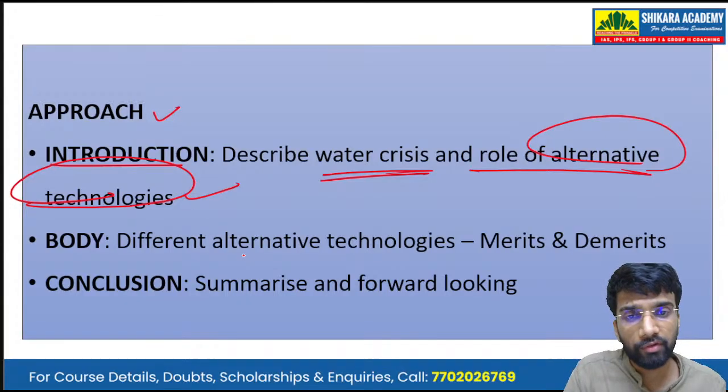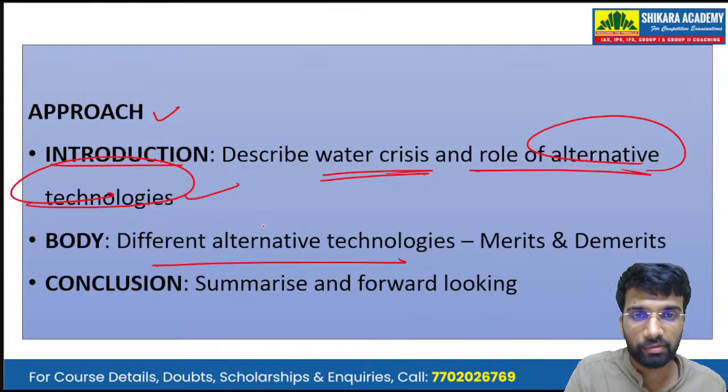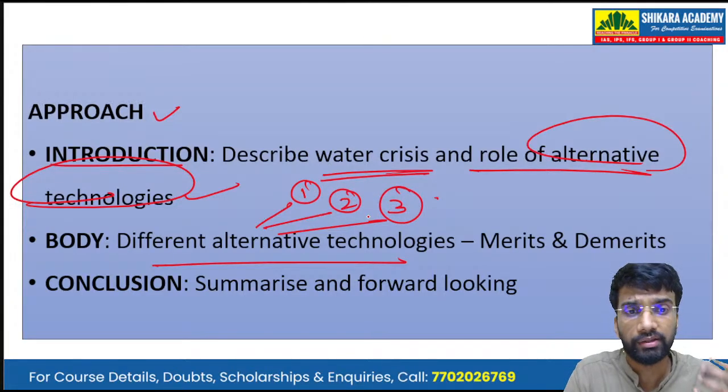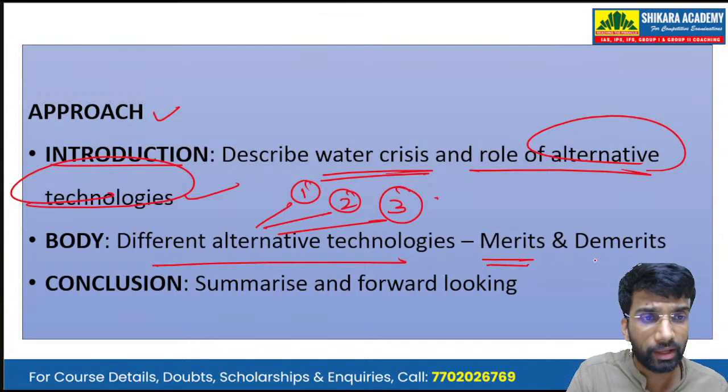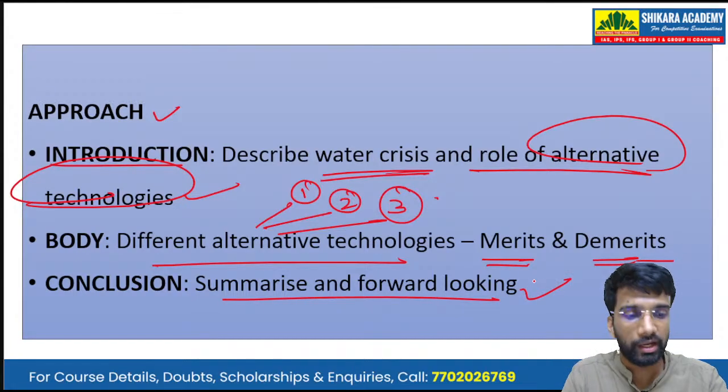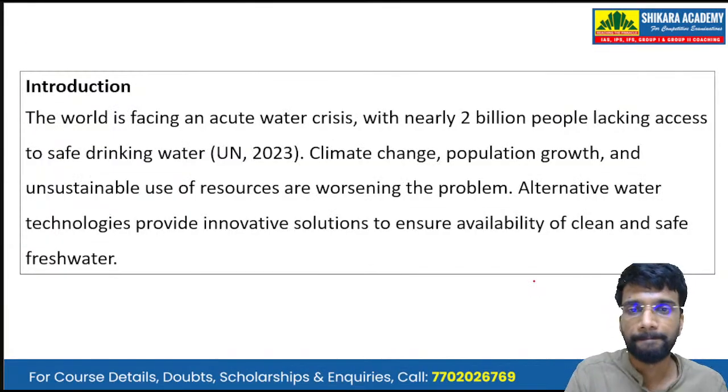Then in the body, we write about the different alternative technologies. We are asked to write about three different alternative technologies, so we will write three technologies and discuss their merits and demerits. Then in the conclusion, we will summarize the answer and write a forward-looking conclusion.